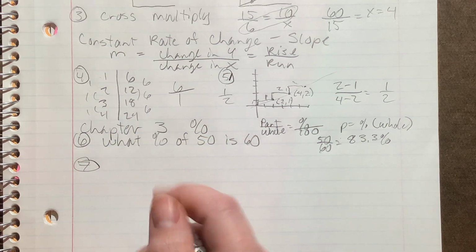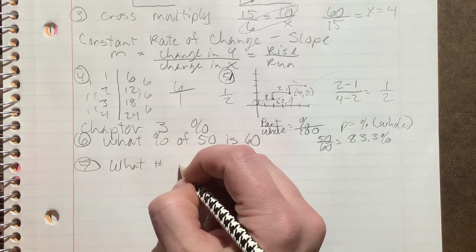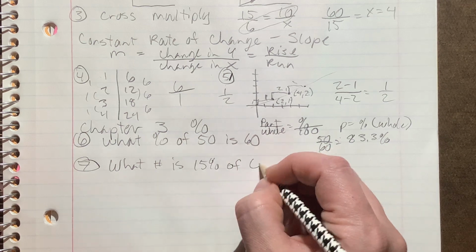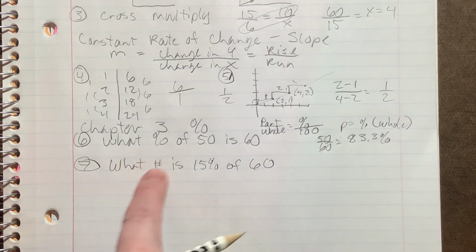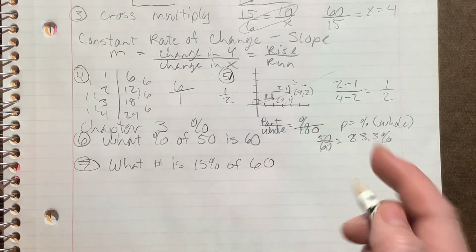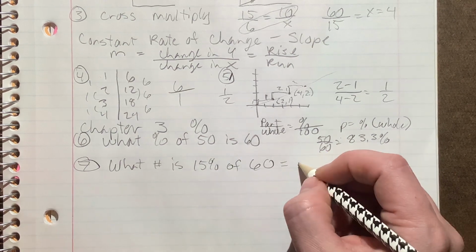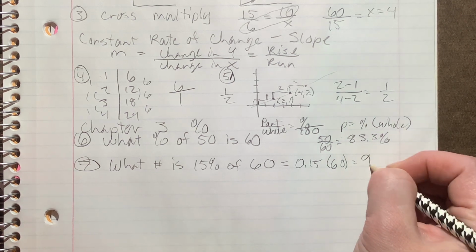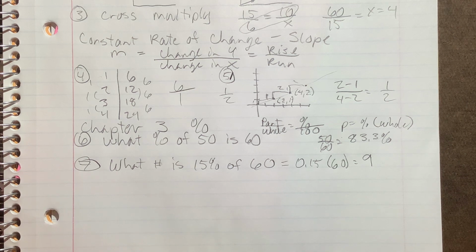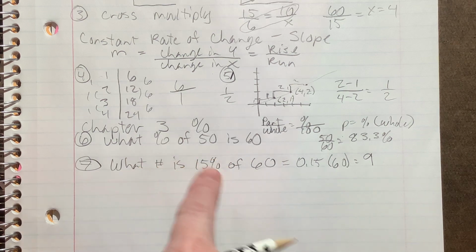Okay, let's try this again. What number is 15% of 60? If we fill in our percent equation here, we're solving for the part. We have the percent and the whole, which means we can just do this like normal. You change the percent to a decimal, 0.15 times 60, and it comes out to be 9. That feels a little bit better than 0.0025. Alrighty, so 9 is 15% of 60.